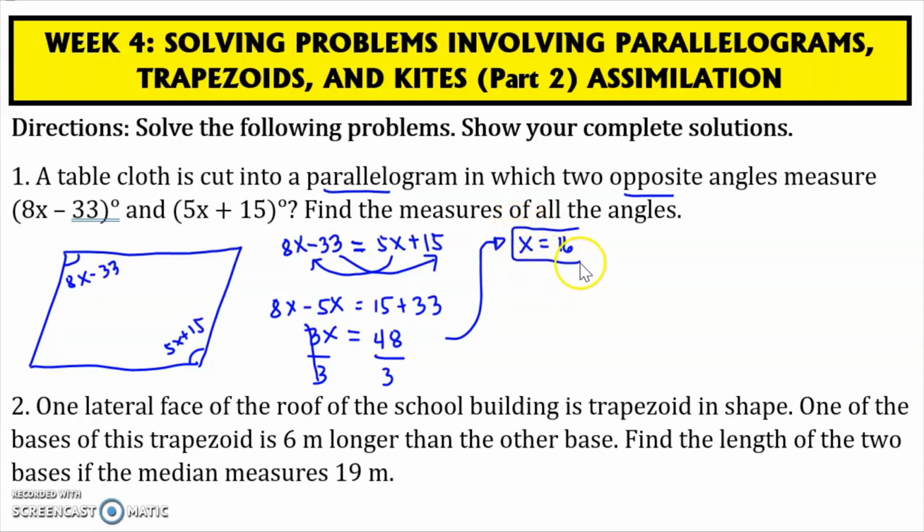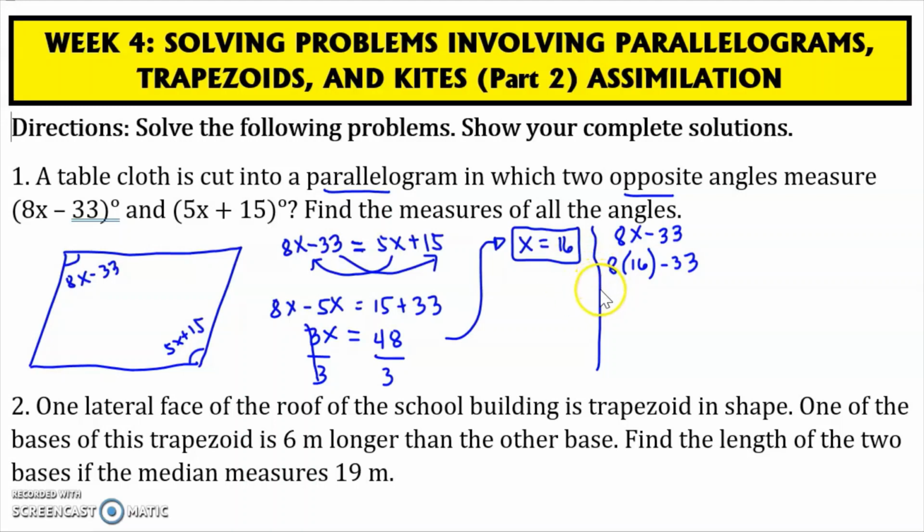Ma'am, ito na po ba yung final answer? Not yet. Why? Kasi ang pinapahanap, find the measures of all the angles. So, hahanapin natin lahat ng measure ng mga angle na yan. Dito muna tayo sa angle na ito, 8x minus 33. Makukuha na natin yung value niya kasi may value na tayo ni x. Our x is 16, diba? So, substitute lang natin. Just copy 8, and then our x is 16, minus 33.